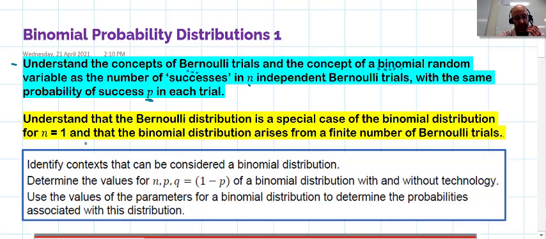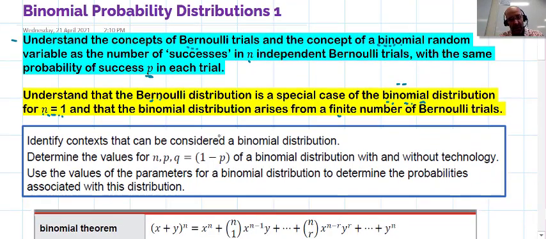We want to understand that Bernoulli is a distribution, and it's a special case of the binomial distribution, okay, which is thinking sort of in the other direction. So the work on Bernoulli that we've already done is a special case of the binomial distribution, which we're learning in this video, okay, and the Bernoulli is for one trial, n equals 1. And the binomial distribution actually arises from a certain number of Bernoulli trials, as I just said.